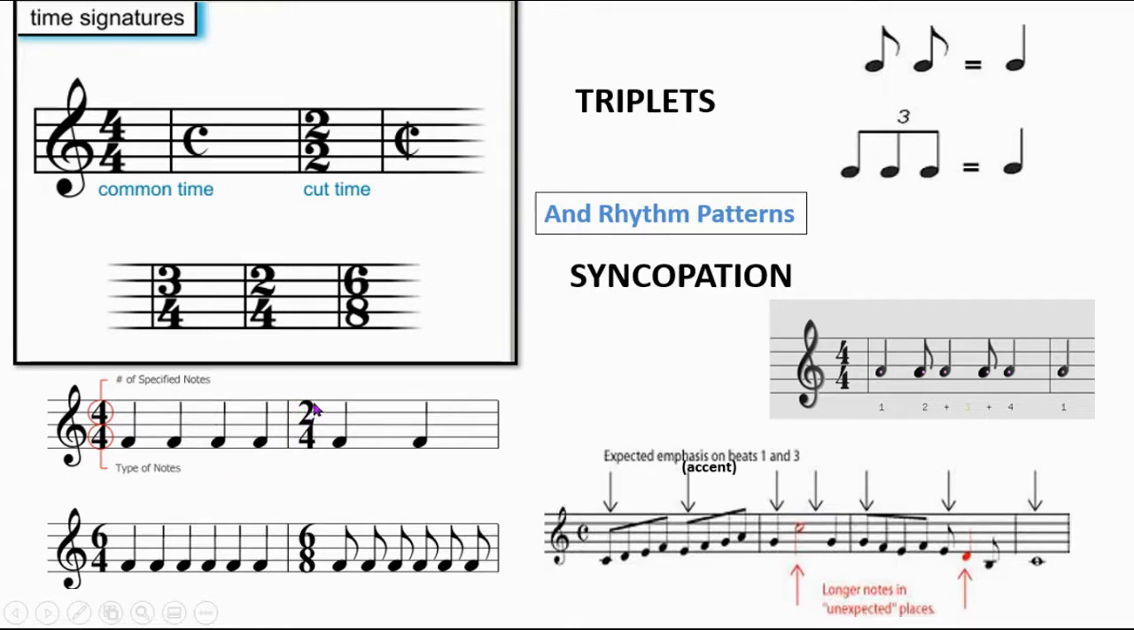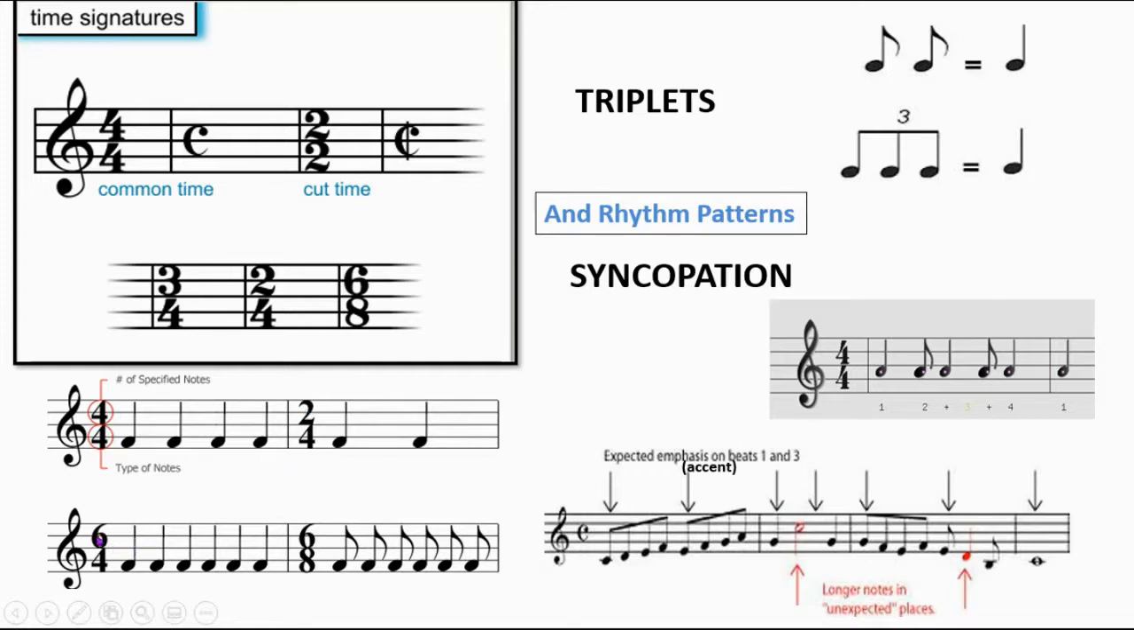Okay, let's talk about 2/4. What the first number tells us is how many specified notes or counts I have in this bar. And the number below is what type of note. The 4 always means quarter note. So I have 2 quarter notes in this music. You see, the bar line finishes the bar.